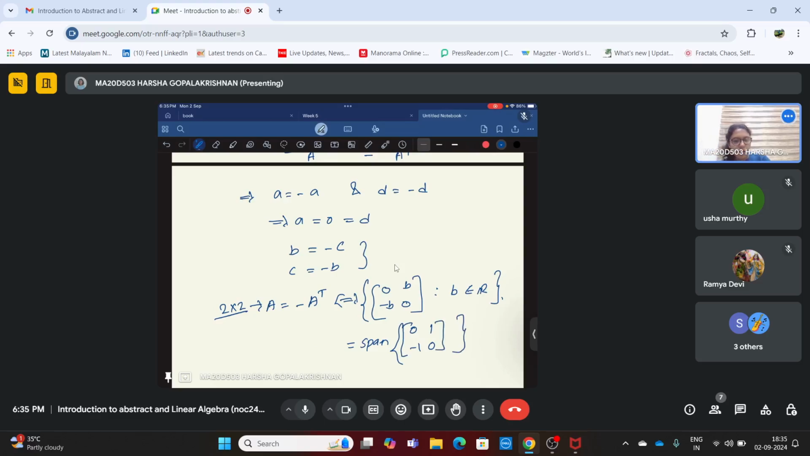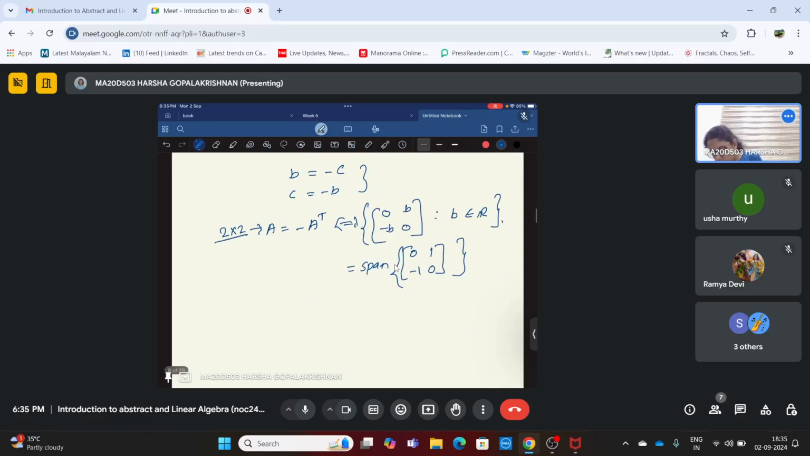Correct? Whatever B is in the 2-1th position, the same B should be in the 1-2th position also. So only one element is the variable. Only one variable, 2 zeros, one positive part in the 1-2 element, negative part in the 2-1th element. So just one element is required to generate the whole A such that A equal to minus A transpose. So the dimension is equal to 1, right? Is that clear? Why the dimension is 1, is that clear? Yes, ma'am. Now let us see 3 by 3 also.